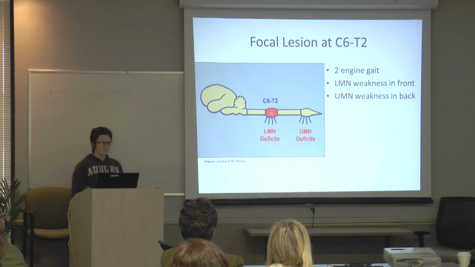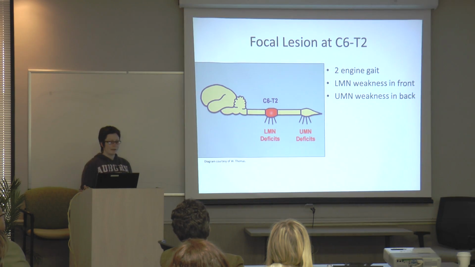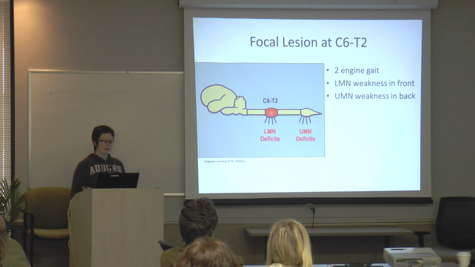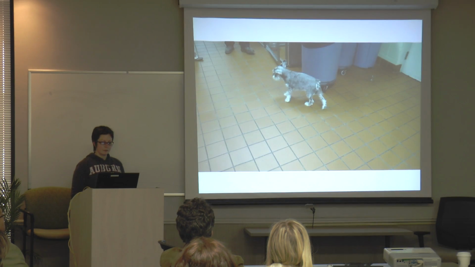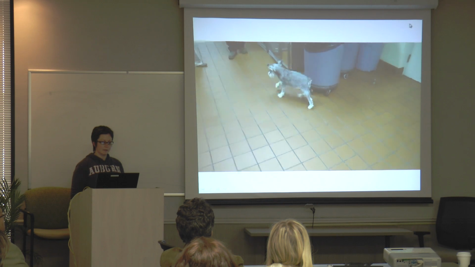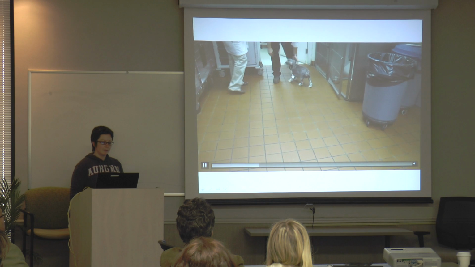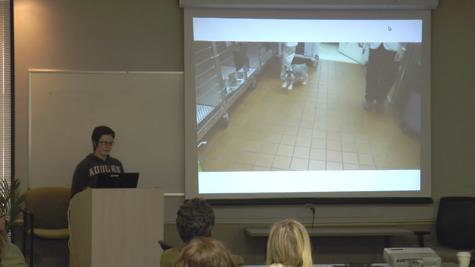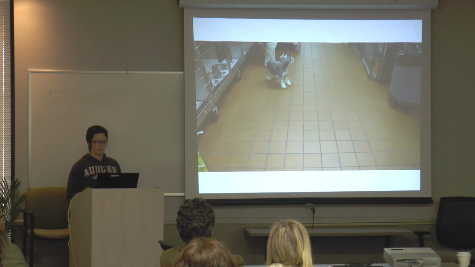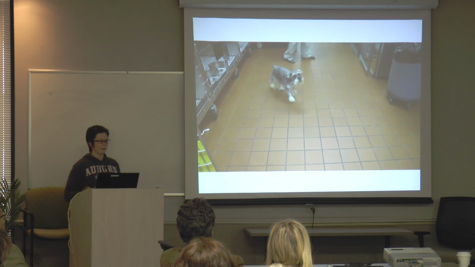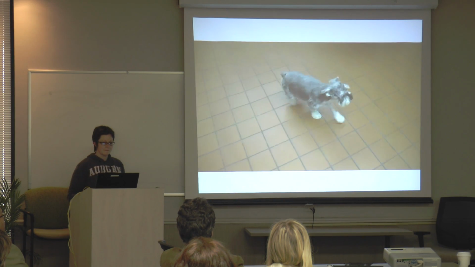I can talk to them about localizing disease in the spinal cord and tell them that a lesion at the C6 to T2 spinal cord segments will cause a two-engine type gait. And then I can also just show them a little patient who had a lesion at that part of his spinal cord. He's walking with a very short, choppy gait in the front legs and a very long, strided, loping gait in the back. So he's being driven by 2 different engines there.